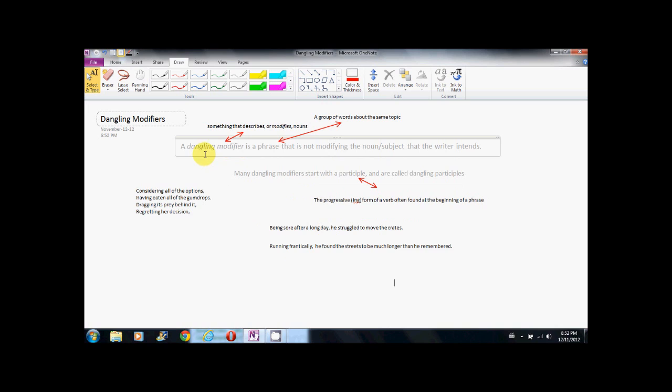So if you've been told that your writing contains dangling modifiers, you need to look for your participles. You need to look for those participle phrases at the beginning of the sentence, whether that's considering or dragging or regretting, and make sure that the thing doing this action that you've outlined in this participle phrase is clearly visible in the sentence, and it will probably be located immediately after that phrase. Okay, so that's the system, the approach you need to use to eliminate dangling modifiers from your work.